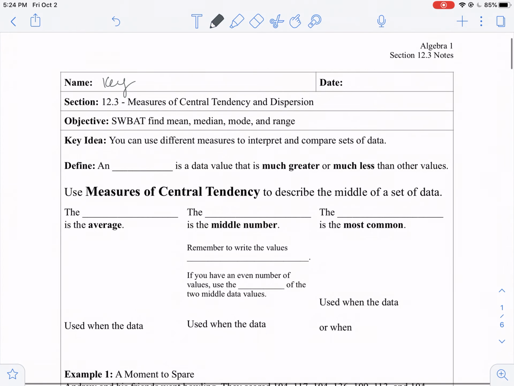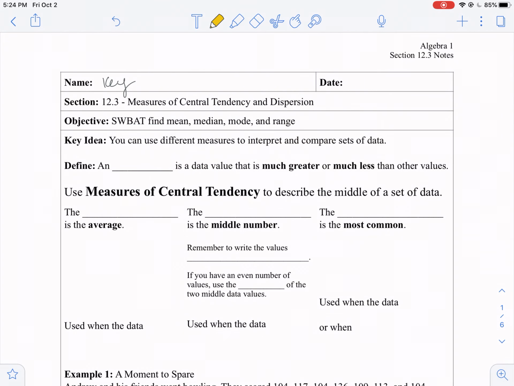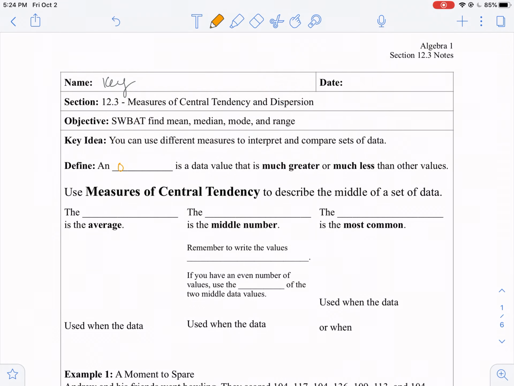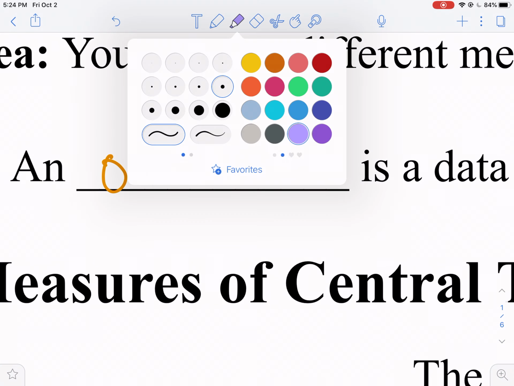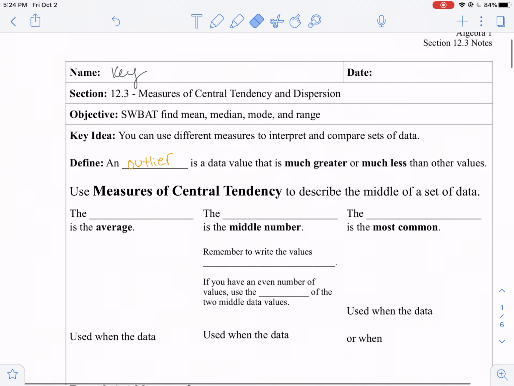Here's a word that I'll be talking about a lot today. This word is called, well, I'll put it in orange, an outlier. So an outlier is something that, are you ready? I don't think you're ready for it. You ready now? An outlier is something that lies outside of the normal. So it's something that's super different. An outlier is a data value that's much greater or much less than other values.